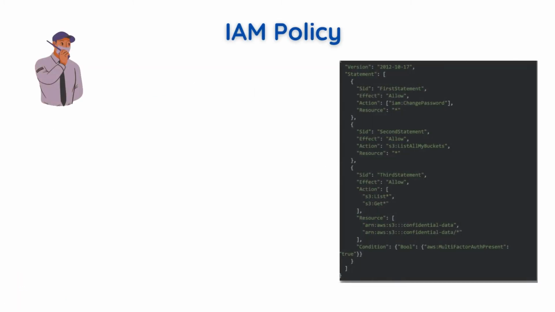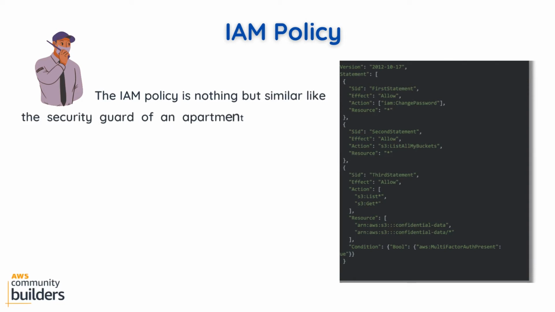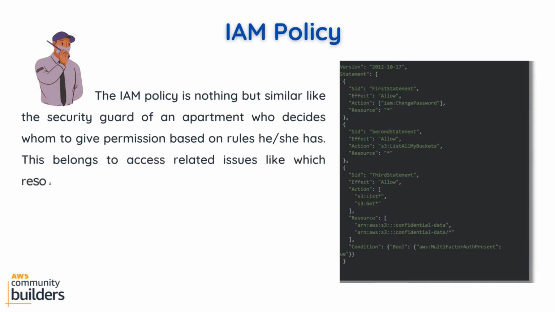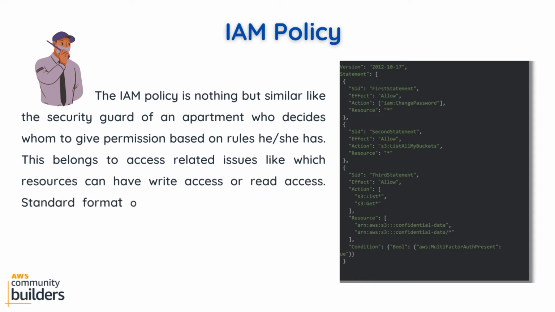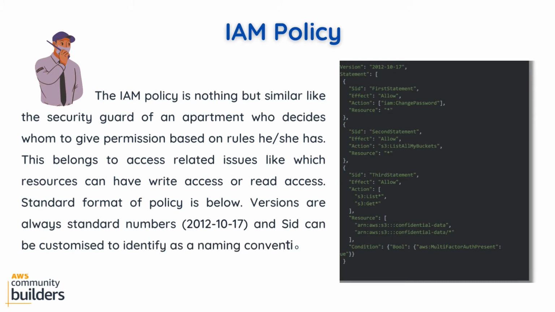Third is IAM policy. The IAM policy is similar to the security guard of an apartment, who decides whom to give permission based on the rules he or she has. This relates to access issues, like which resources can have write access or read access. The standard format of a policy is as shown in the picture on the right-hand side. The version value is always a standard number, the 17th of October 2012, and the SID can be customized as a naming convention. It can be Sample1 or Example Statement.